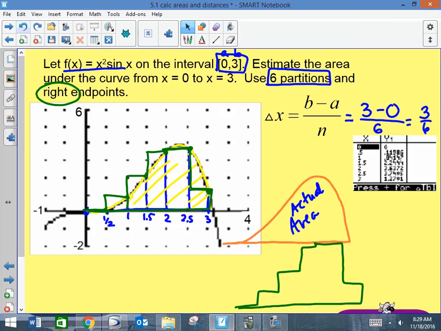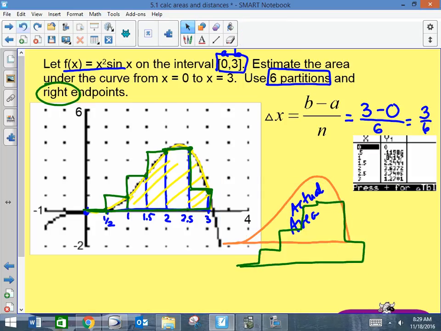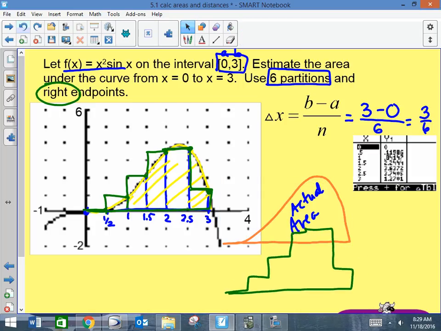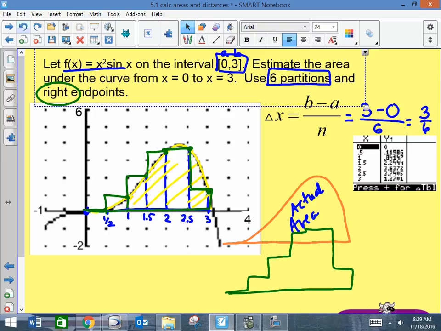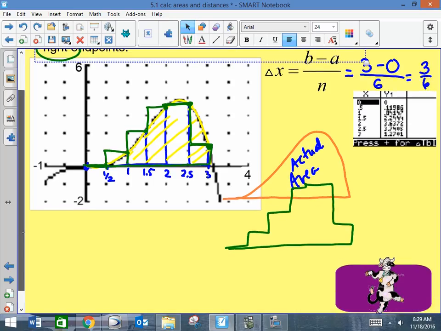So we're going to actually find the area of that green. But it's going to be close, and we can only be as close as you can be. They're going to tell you all this information. You don't have to make any decision about, should I do right, should I do left? They're going to tell you how they want it divided, how many partitions they want. So all those decisions are already going to be made. So now we just have to do the math.